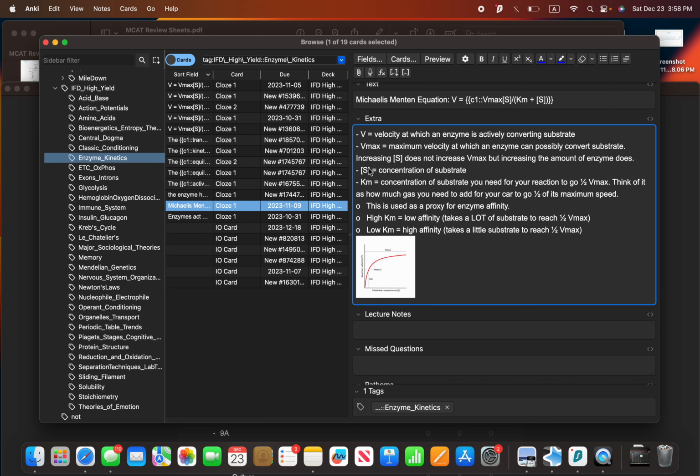And think of it, the purpose of Km is the enzyme affinity. So lower Km has an inverse relationship with enzyme affinity. The higher Km means that there's lower affinity, because you need more substrate for the enzyme to bind to the substrate.